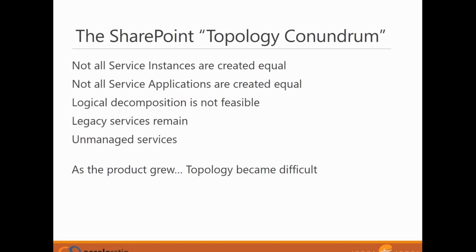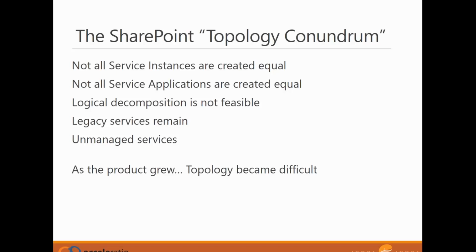And so that's what gives us this topology conundrum, right? We have a wide variety of technical elements which mean topology is difficult. It's hard to get right, as it were. We have different types of service instances. We have different types of service applications. And therefore, it's not possible to basically deploy a SharePoint farm the way it would look nice on a whiteboard or a Visio diagram, because there's a lot of devil in the detail.